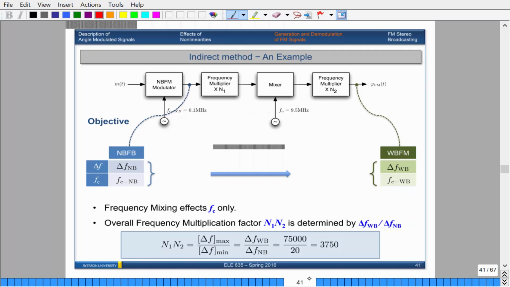Okay, so let's actually go through this. So n1 times n2 is divided, this is what it's defined as. So this wideband here, this is from the question here. We desire a frequency deviation of 75K, and the narrowband modulator gave us 20. So the total frequency multiplication factor that we need is going to be 3750. So going from the beginning to the end, we have to make sure that we have multiplication units that will make the final multiplication 3750.